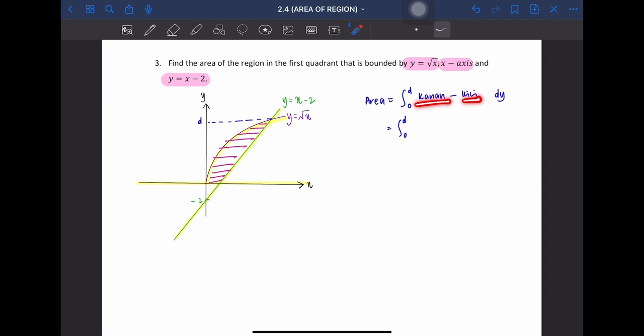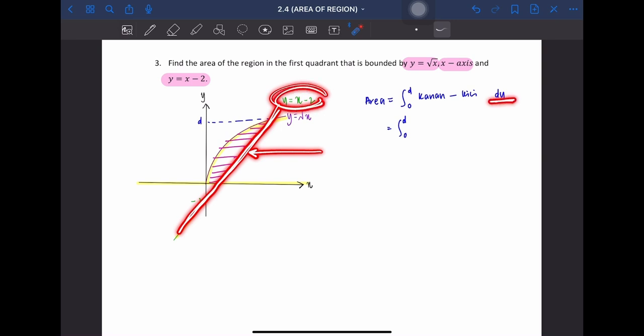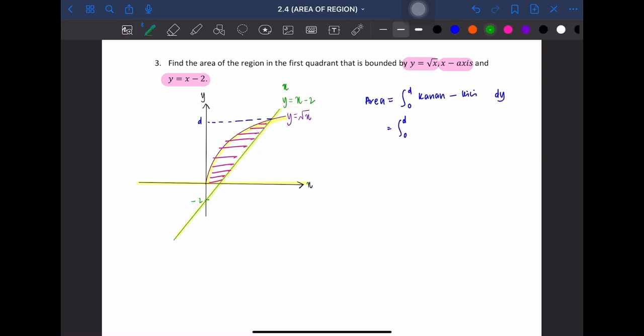So for kanan tolak kiri, daripada kanan, you will touch this one first. This is the function, but since we use dy, the function is going to be in terms of y, so you need to rearrange the equation. So x equal to y plus 2. And then for the purple one, this one also must be rearranged. So we square both sides. So x is equal to y squared. Now we're going to insert the equation into our formula. Kanan here, so this one first. So y plus 2 minus y square dy.